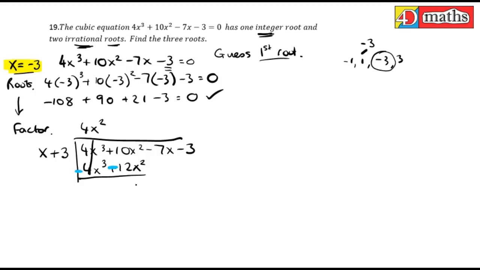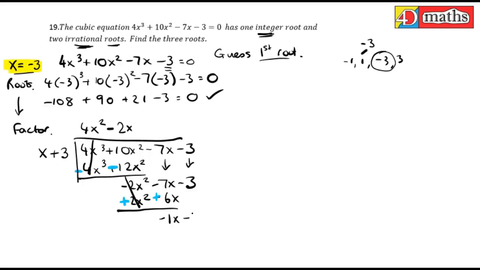Okay, so these cancel out. So 10x squared minus 12x squared is minus 2x squared. And you bring down the other bits. Minus 7x minus 3. You do the same process again. x into minus 2x squared goes minus 2x times. So minus 2x by x is minus 2x squared, and minus 2x by 3 is minus 6x. Draw a line. We now change the signs. This becomes a plus this time, and this becomes a plus. Okay. These will cancel. Minus 7x plus 6x is minus 1x minus 3.